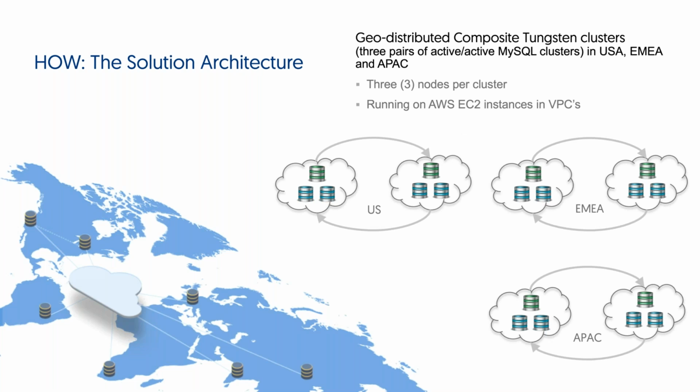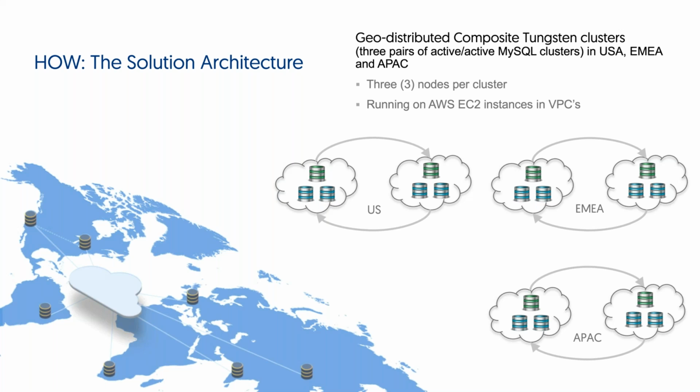So what did they do? Well, to solve the challenges, NewVoiceMedia deployed Tungsten Clustering in a regional multi-site, multi-master topology. So they have 3 distinct customer serving regions. They have the US, they have Europe, and they have Asia. Within each region, they placed 2 3-node clusters configured as multi-master.